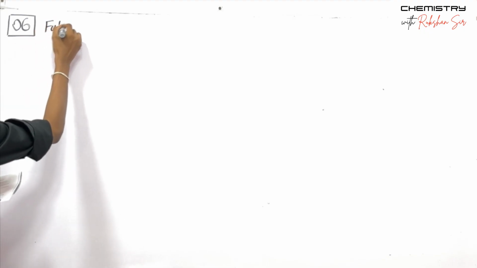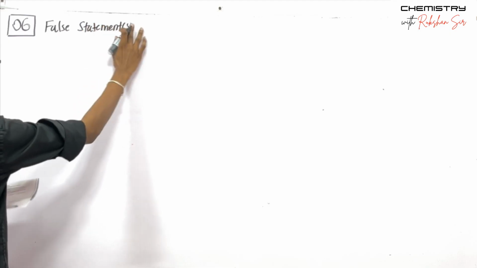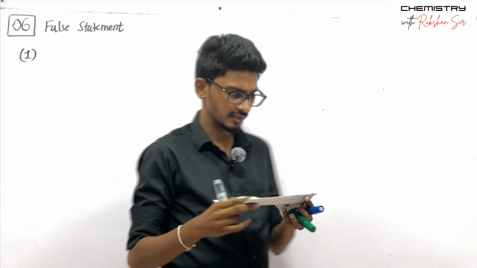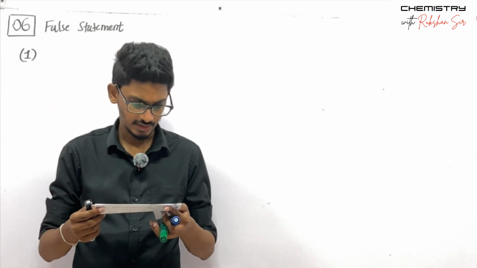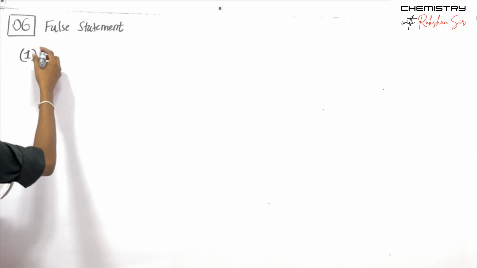Let's take the first statement: every atom in an element has an equal number of electrons in each of them. Okay, that is true.